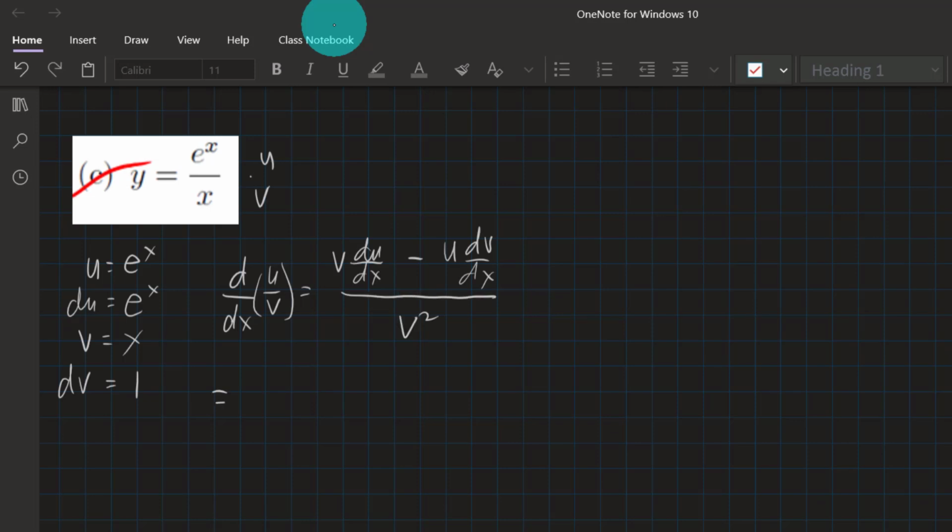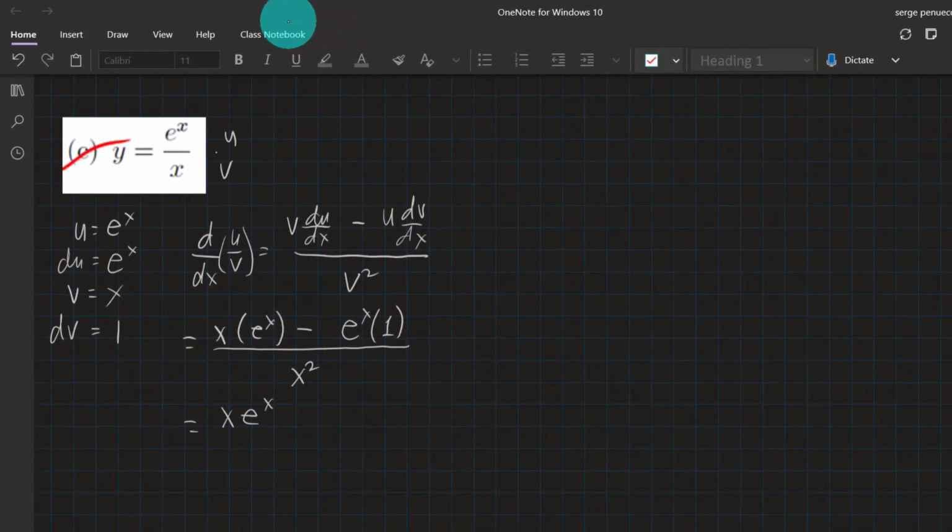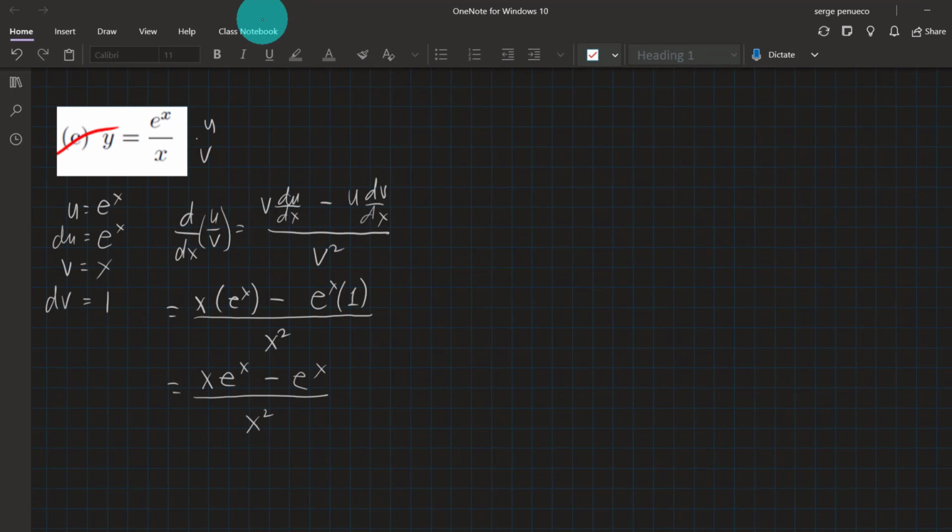Then, i-substitute na natin yung mga components sa formula. So, v or the denominator is x multiplied by the derivative of the numerator which is e raised to x minus the numerator e raised to x multiplied by the derivative of the denominator which is 1 all over the square of the denominator, which is x squared. And then we simplify it further. So this will become x e raised to x minus e raised to x all over x squared. Pwede pa natin factor yung numerator, magiging e raised to x multiplied by x minus 1 all over x squared. So ito na yung ating y prime.